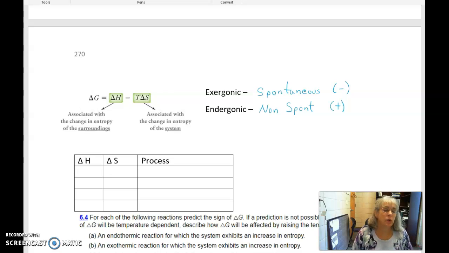We've got delta G is equal to delta H minus the temperature times delta S. This is how delta H and delta S are related to one another. If delta H is negative and delta S is positive, looking at this reaction, this negative delta H will favor a spontaneous process. It will make delta G negative. The positive delta S makes this term negative because of the negative sign here, and so our process will be spontaneous.